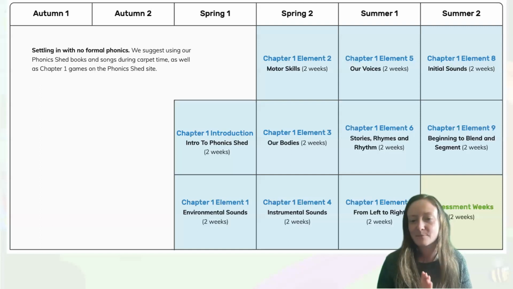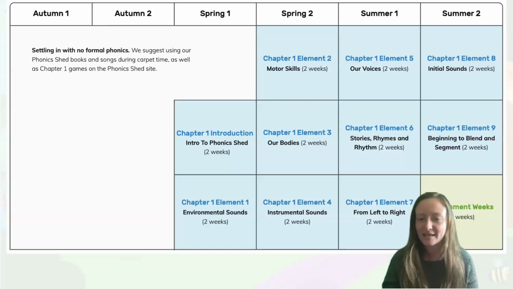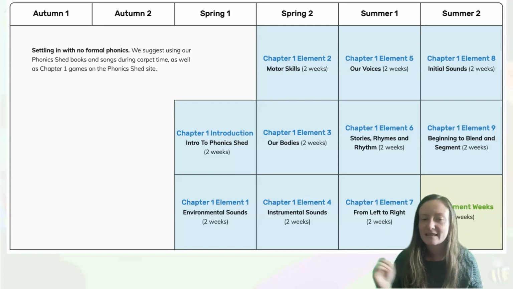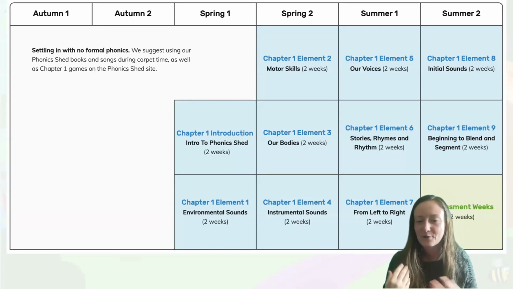So nursery is only chapter 1, and we don't start right from September. We start from the middle of the spring term. Now, this is because you want your children settling in and you don't want some of these things to go up too early. For example, in motor skills, children start maybe using a pencil, and we want children to be developmentally ready for that as well.